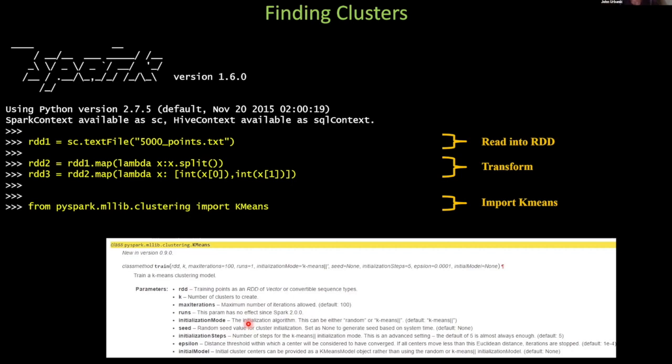But it has a number of parameters to it here, which we'll need to understand if we're going to use it appropriately. The first parameter is the data set that we're going to dump into it, an RDD. No big deal. We've got an RDD ready to go here. RDD3 looks like it's a bunch of data points that we're ready to feed it.